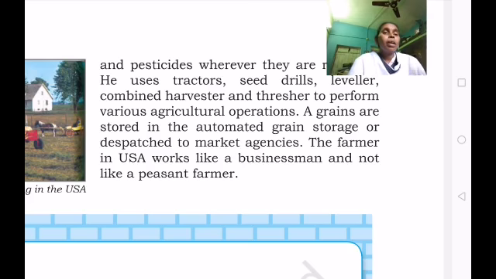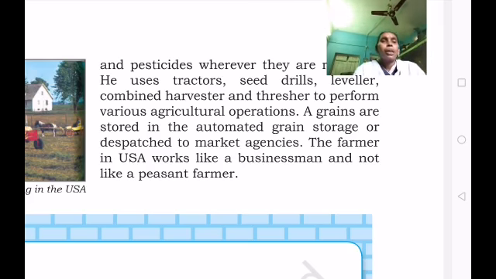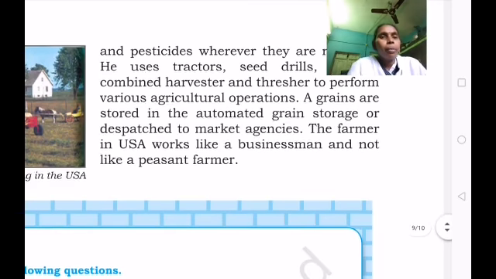The businessman is working with everything observed by the machine, through the computer, and soil samples are also observed every time. Then they are going to sow the seeds and cultivate the land. At harvest time, the grain goes to storage, or it is dispatched to the market agencies. The farmer in the United States of America works like a businessman and not like a peasant farmer.